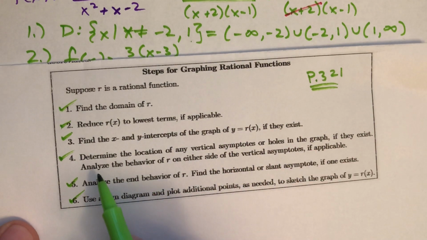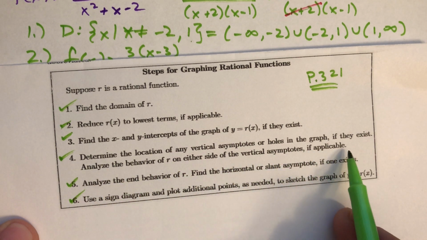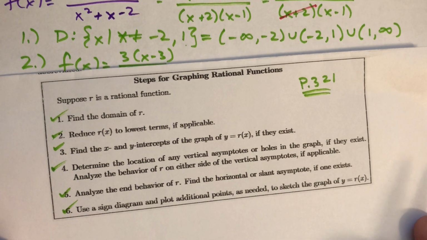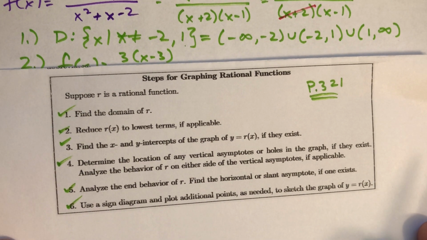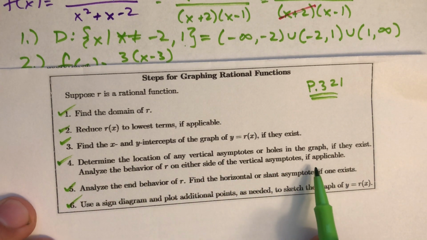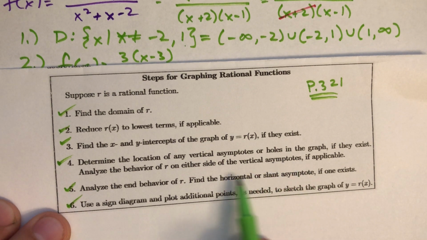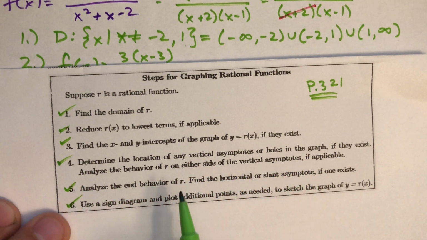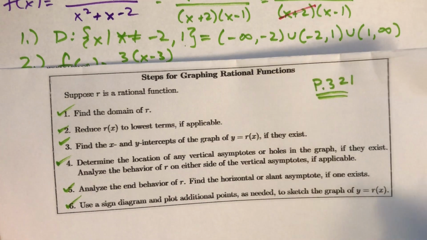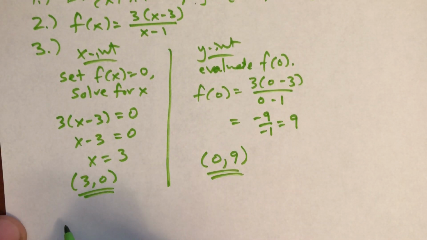Step 4: determine the location of any vertical asymptotes or holes in the graph, if they exist. Analyze the behavior on either side of the vertical asymptotes, if applicable. So analyze the behavior of r on either side of the vertical asymptotes. I think we're going to end up doing this in step 6 anyway, so why don't we hold off on that? But we can certainly determine the location of any vertical asymptotes or any holes in the graph.